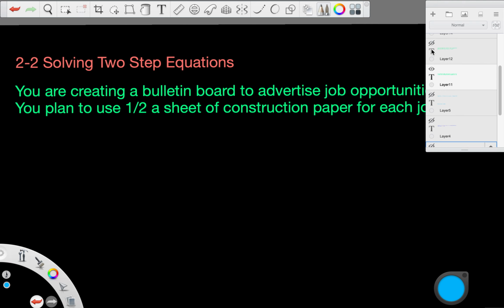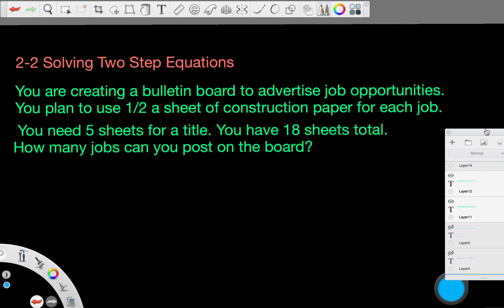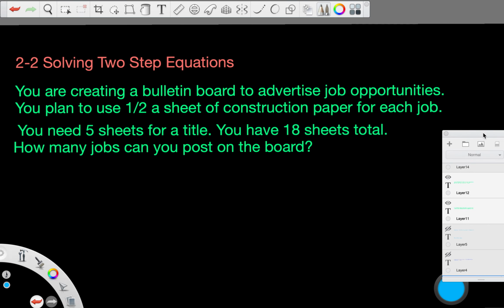And I'm going to figure out our example 2. Okay? So our second example here is a word problem. So let's go over this problem and highlight all of the necessary information. So the situation is that you're creating a bulletin board and it's going to be advertising job opportunities. Now, you plan to use a half a sheet of construction paper. Let's get my pen out.